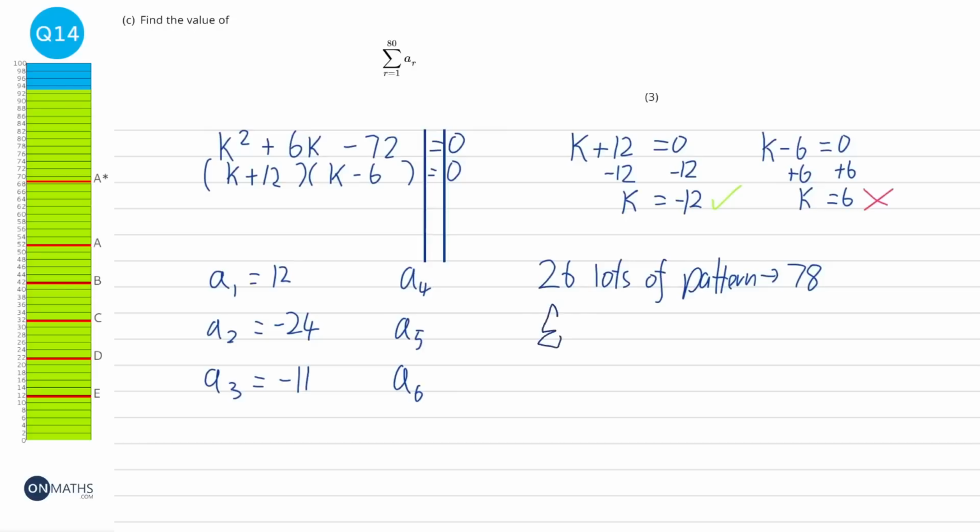So how do we write that? Sum of A1 plus A2 plus A3 times by 26. But we've got 2 left over, so we're going to have to add an A1 and an A2 at the end of it to get to 80. So we're going to add these together. So the sum of A1 plus A2 plus A3. It's just adding them together.